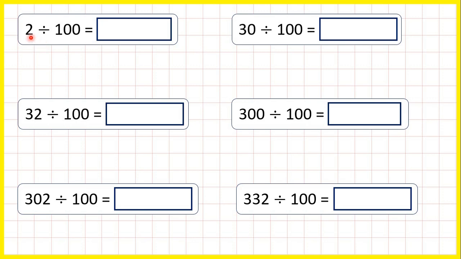So first, we have 2 divided by 100. What we do is write out the number 2 with a decimal point on the end, because remember, we really have an invisible decimal point on the end of every whole number. Now we copy down the decimal point into our answer.